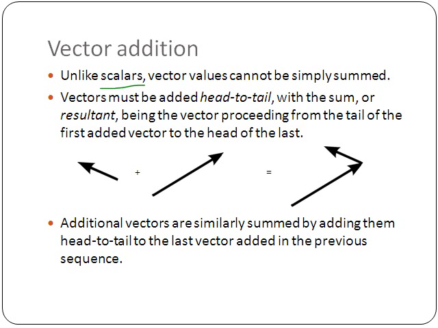So vectors must be added head to tail, with the sum of the 2 vectors, which is called the resultant, being the vector proceeding from the tail of the first added vector to the head of the last. So let's say we're going to add these 2 vectors right here. We're going to add this vector and this vector.